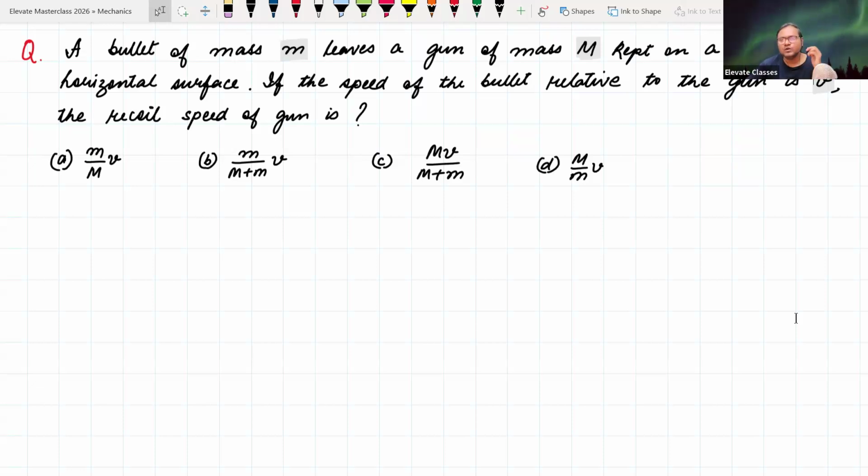No, I think it is relative to the shooter. Question is not very clear, but I think it's relative to the shooter. Let me check. It is relative to the shooter.